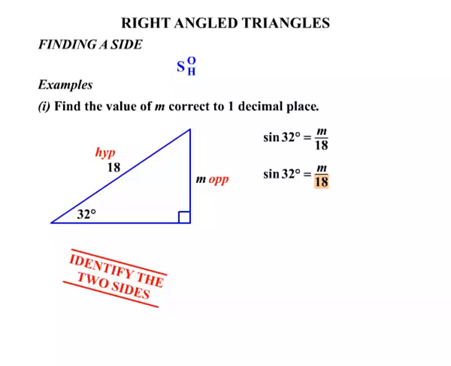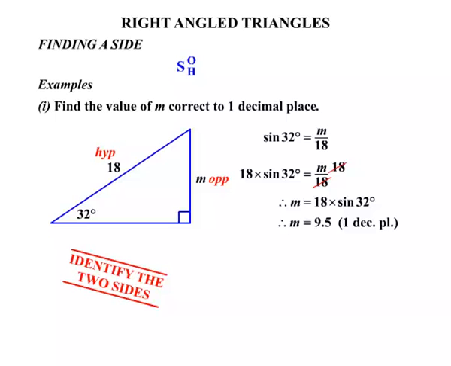At the moment it's being divided by 18, so let's multiply both sides by 18. On the right they will cancel. Terrific, we've got m by itself then. 18 times sine 32. Now we do that on the calculator, we get that m equals 9.5. We've rounded it off to 1 decimal place.